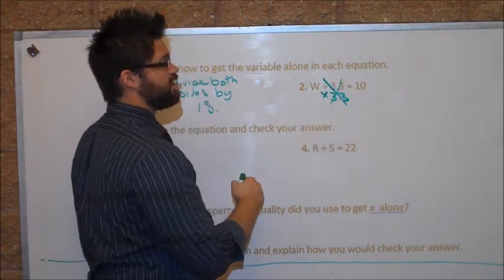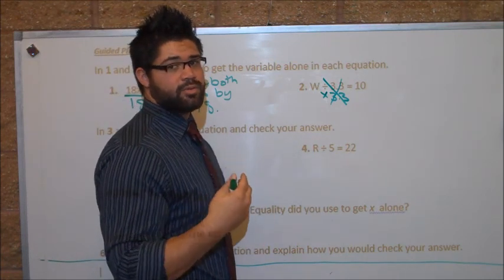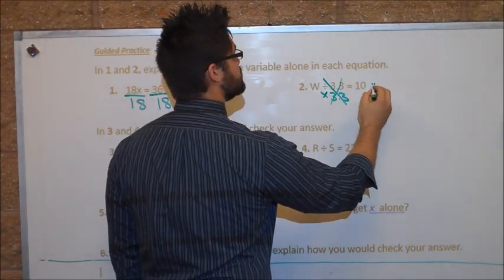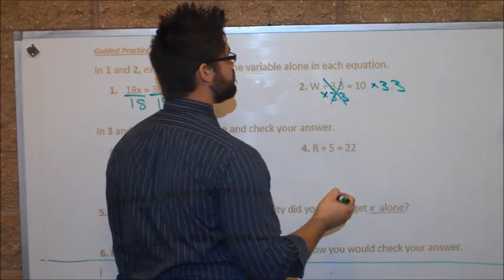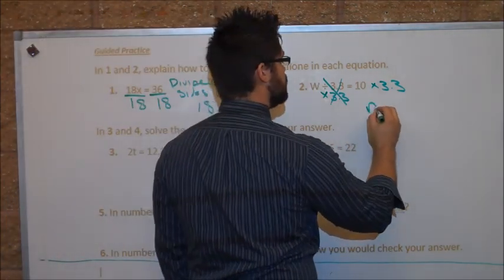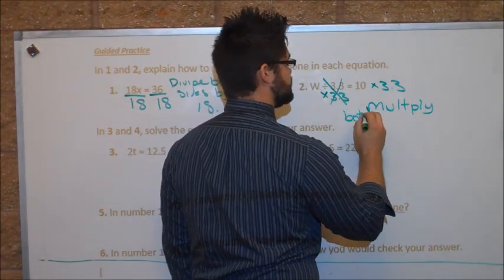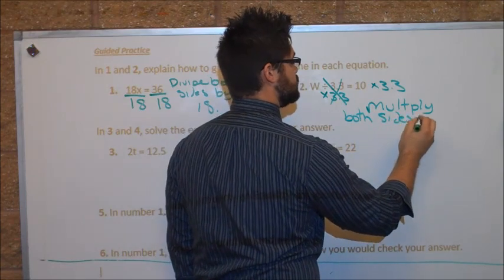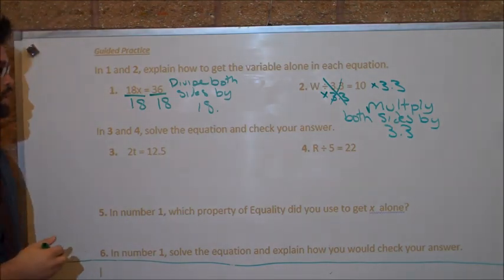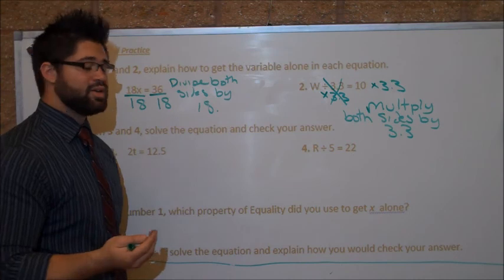So now I have W by itself, but what I do to one side, I have to do to the other side, because we're using the multiplication property of equality here. So now I need to take this side times 3.3. So again, explain how to get the variable alone. We need to multiply both sides by 3.3. So that's all we have to do for number 1 and 2. We're explaining how to get the variable alone in the equations.